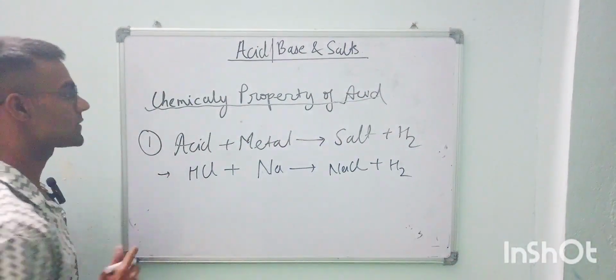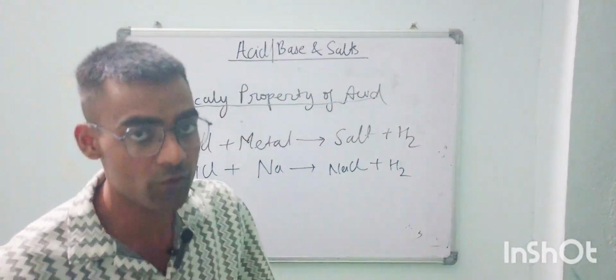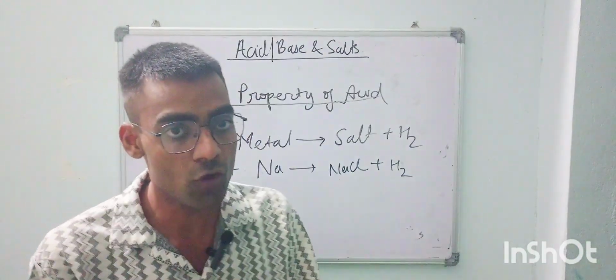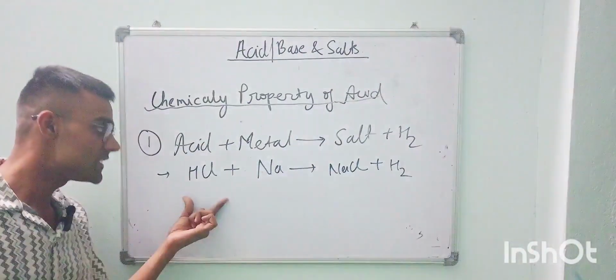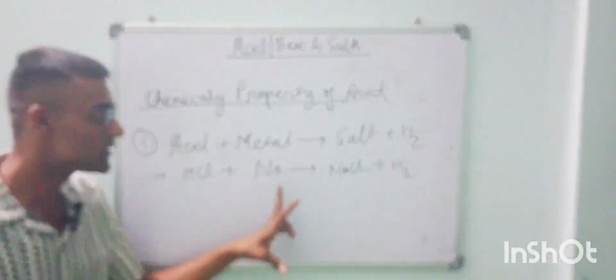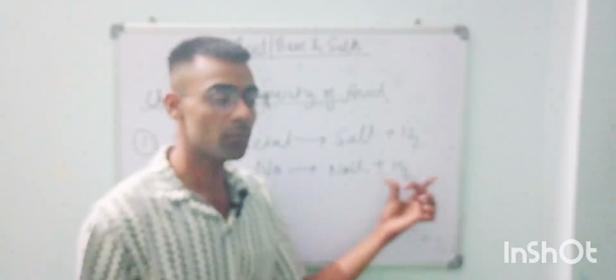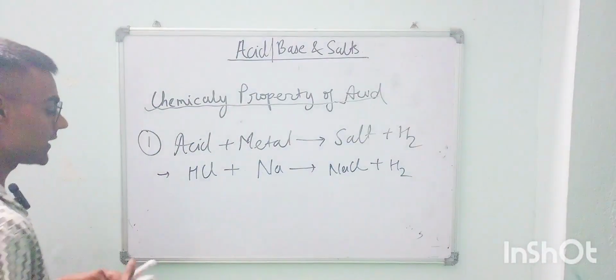So this is the first chemical property: when acid reacts with a metal, it gives salt plus hydrogen. HCl will react with sodium, and it will give NaCl plus hydrogen.